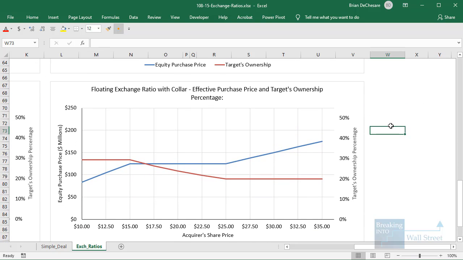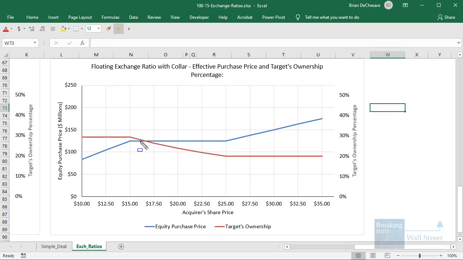Now, when you have a collar on this structure instead, the target's ownership is capped within a certain range. It can go up to a maximum of around 30% or so, and then to a minimum of around 20%, just below 20%. However, the equity purchase price can vary, and it stays the same within a certain range of share prices, $15 to $25 for the acquirer, but above that, the equity purchase price can keep going up, and below that, it can keep going down.